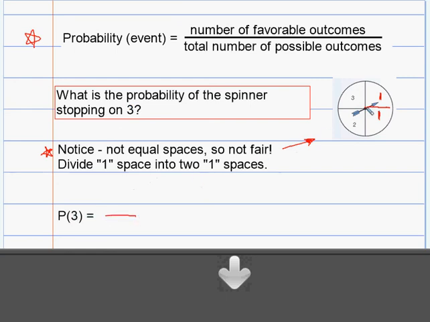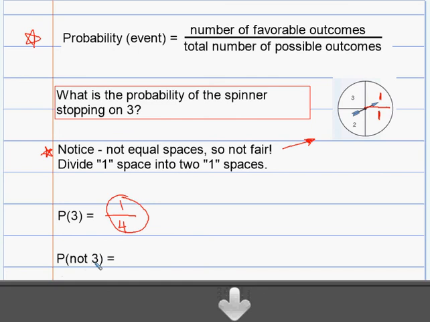Well, how many 3 spots are on our spinner? 1. How many spots in total? 4. I can't reduce this fraction, so my answer is 1/4, which is less likely than about half. So it's probably not going to happen.